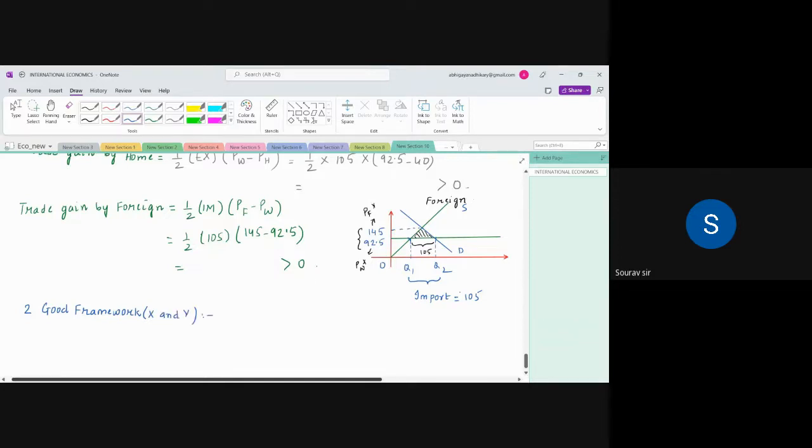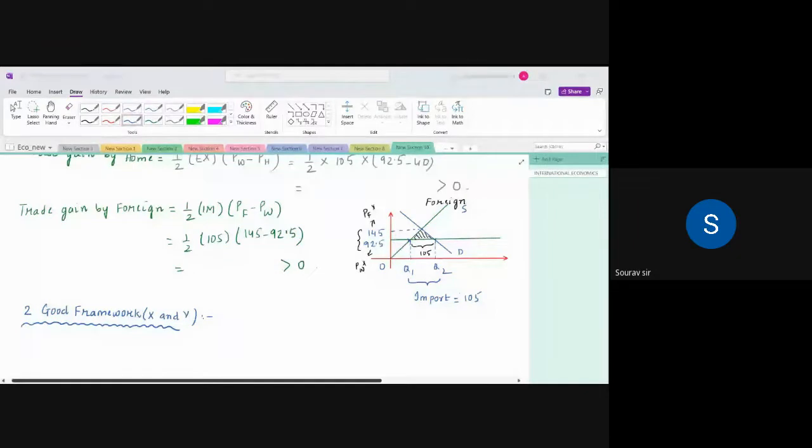So how are we going to define trade? Prachita, before writing out anything, are you familiar with the concept of relative price along the production possibility frontier? Yes, sir. Okay. So you understand what a relative price is, right? Yes, sir, the idea is clear.